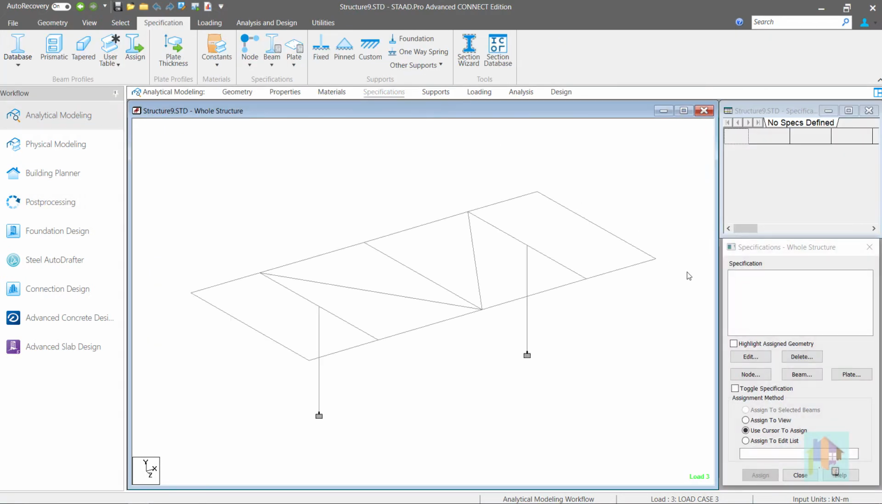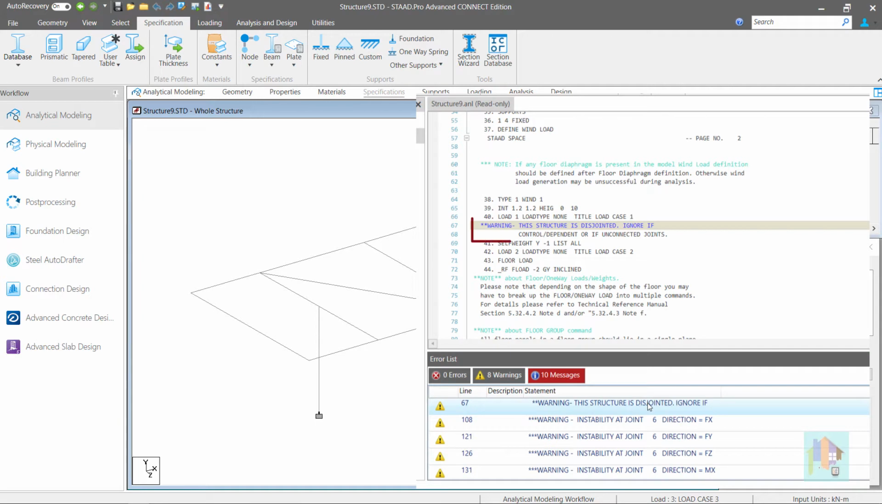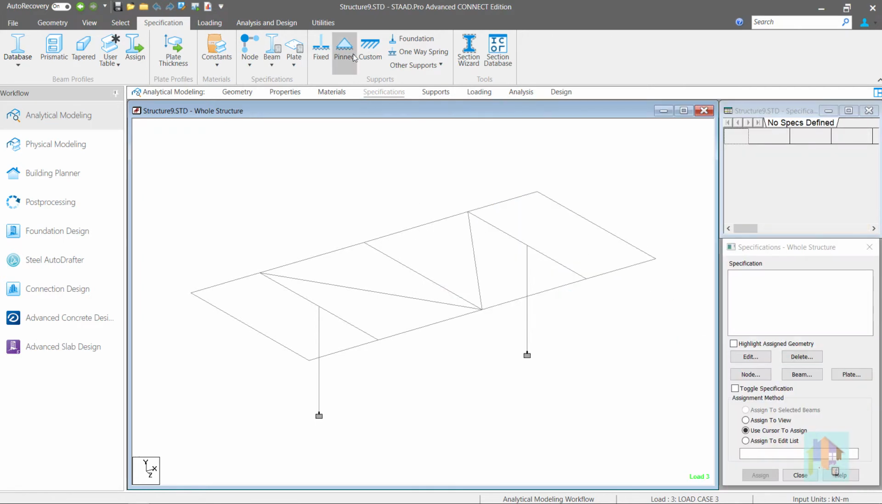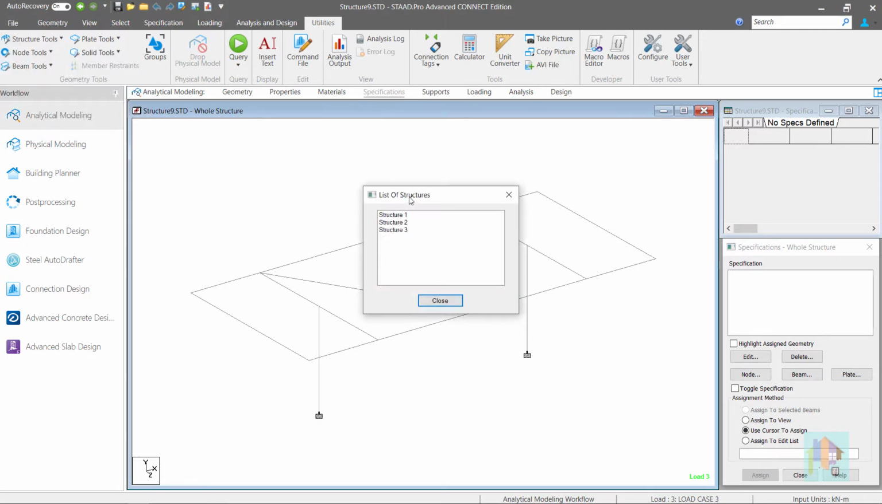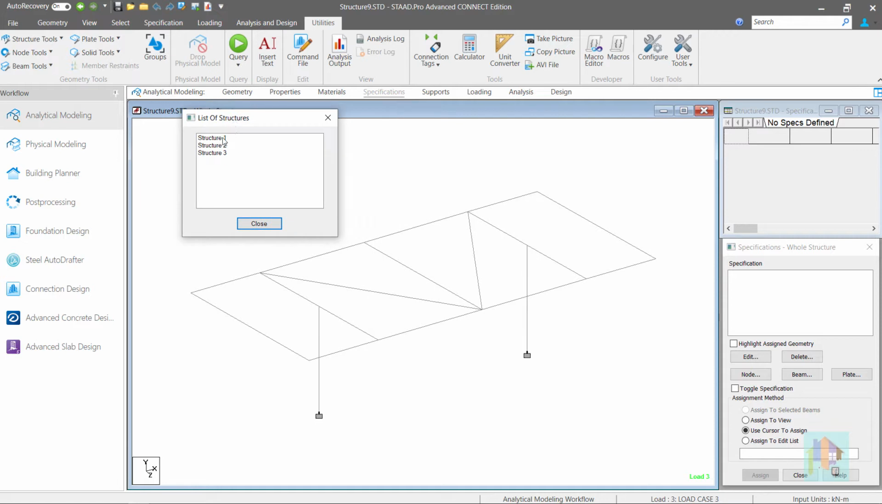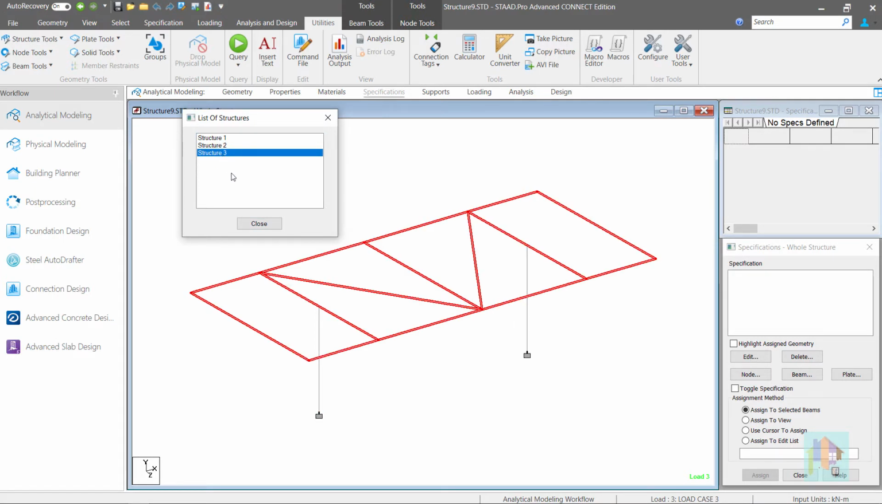There is no truss or moment release used in this model. The reason is something else. Remember, a warning is reported that the structure is disjointed. From the utilities, structure tools, we can check this condition using the multiple structures option. See, there are three different structures present in this model. The columns are separate and the roof is not connected with these columns.